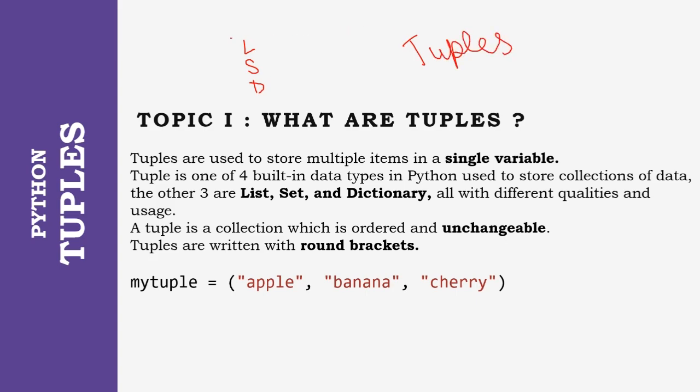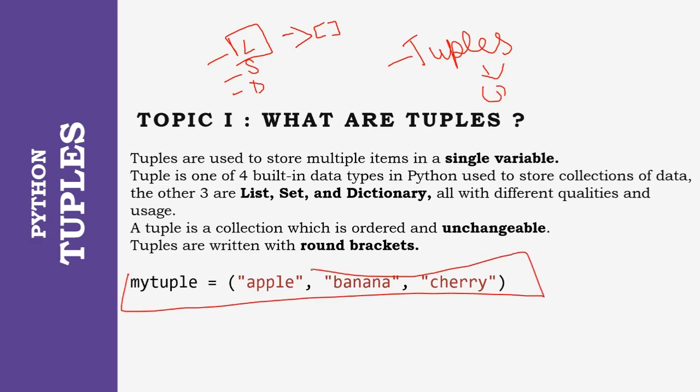Now, in the case of list, you might be remembering the use of square brackets. But in the case of tuples, we use round brackets. This is an important thing you should remember in the case of syntax. You should also know that all of these have different qualities and usage. A tuple is a collection which is ordered and unchangeable. It is written with round brackets, and here is the syntax of how you can create a tuple.